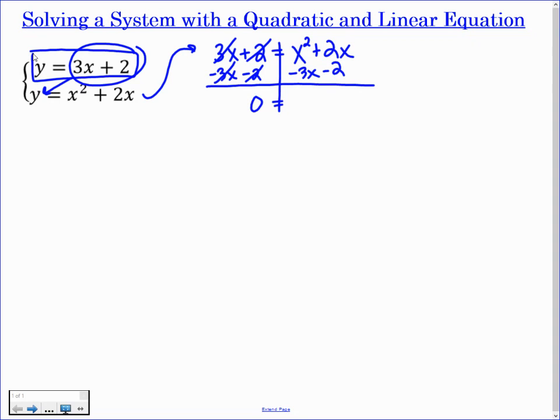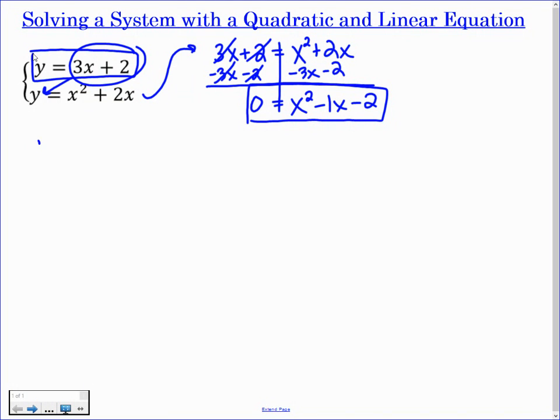0 is equal to x squared. Then 2x minus 3x is minus 1x, and then negative 2 has no like term, so 0 minus negative 2 is still negative 2. Cool. Here's a quadratic equation. And we know how to solve quadratic equations. The way to guarantee you can always solve it is to use the quadratic formula. You can also factor, but today I'm going to solve it using the quadratic formula, just in case you get a quadratic equation that isn't factorable.